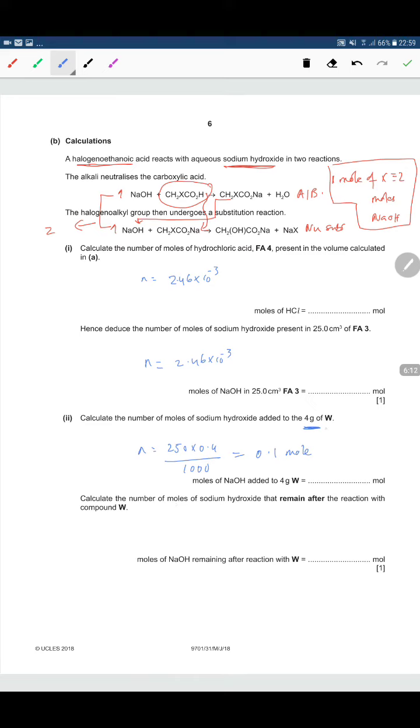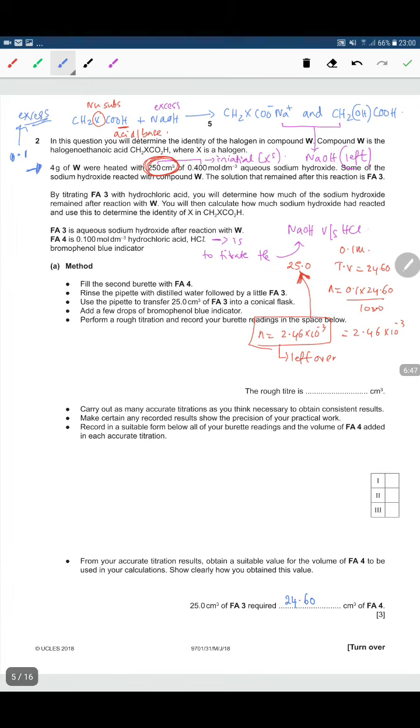Now, this is the number of moles of W present in 250 centimeter cube. First thing that you have to do is to calculate the amount that is left. So we took, for example, 2.46. So the amount left after the reaction is found in 250, and we have to subtract.